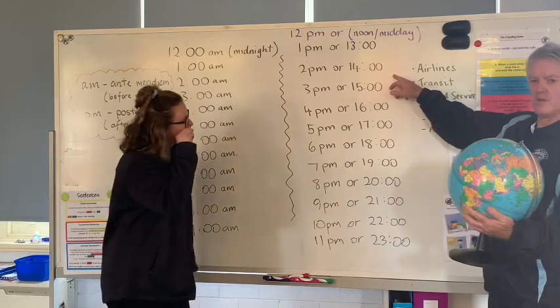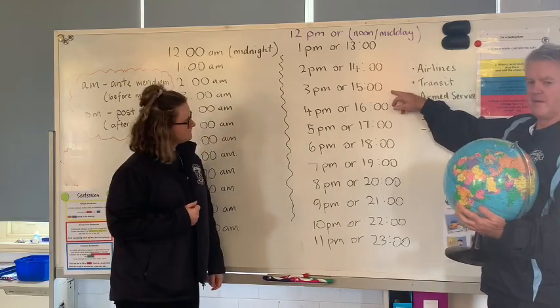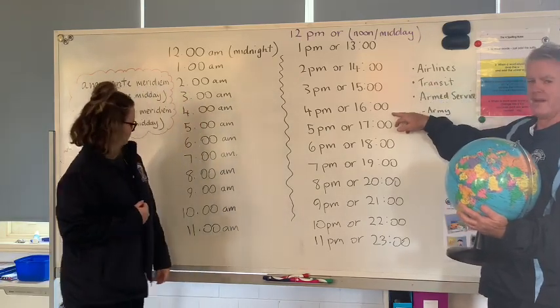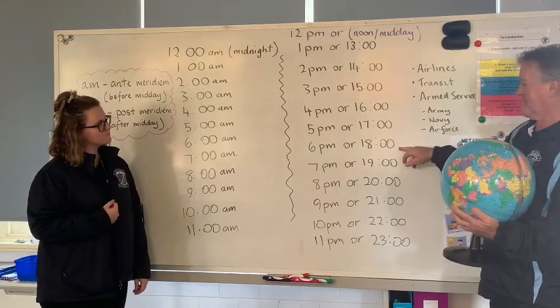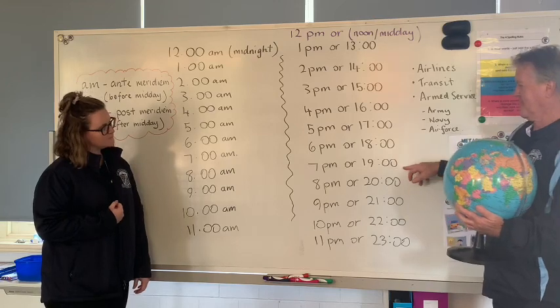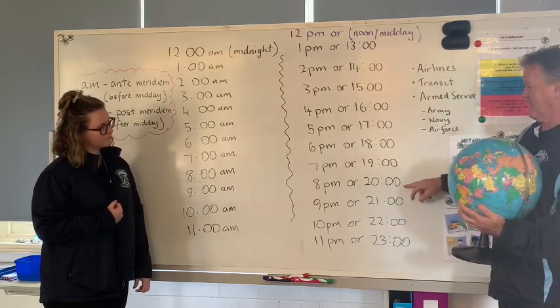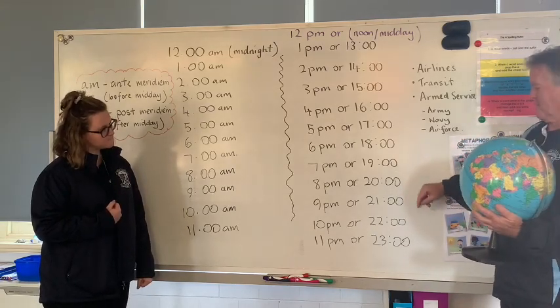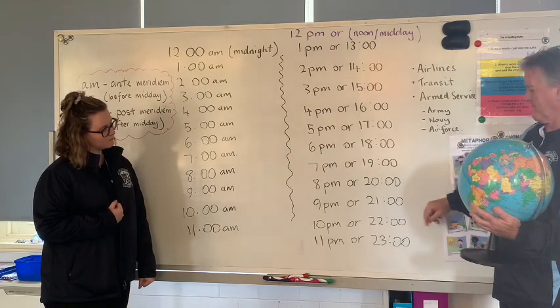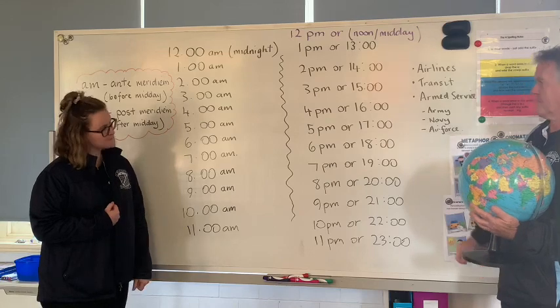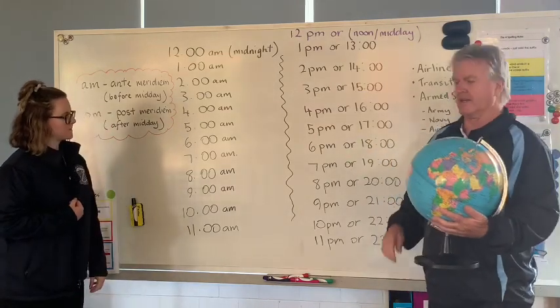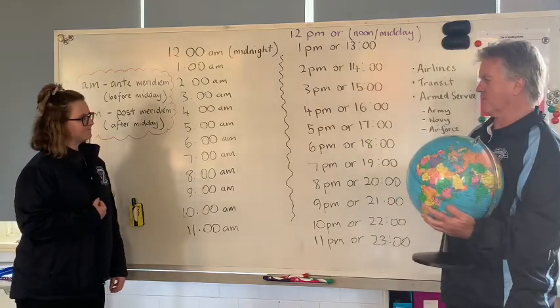So 2 p.m. we call that 1400, 3 p.m. 1500, 4 p.m. 1600, 5 p.m. 1700, 6 p.m. 1800, 7 p.m. 1900, 8 p.m. 2000, 9 p.m. 2100, 10 p.m. 2200, 11 p.m. 2300, and then we start again at a.m. midnight, and there's our 24 hours.